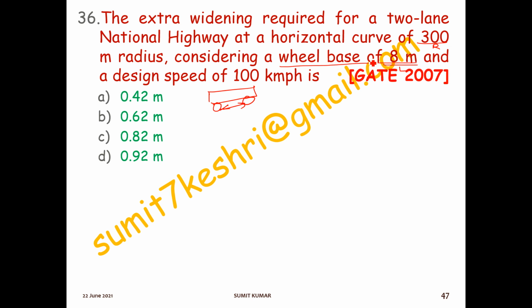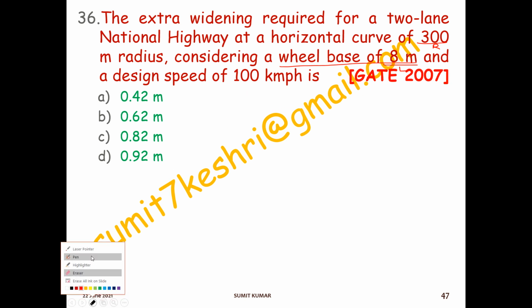Suppose this is the rear wheel, and this is the front wheel. This is the side view of the vehicle. So this 8 meter is the length of this vehicle only. So L is given as 8 meter, and the design speed is 100 kilometer per hour.